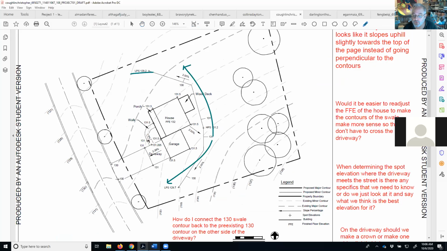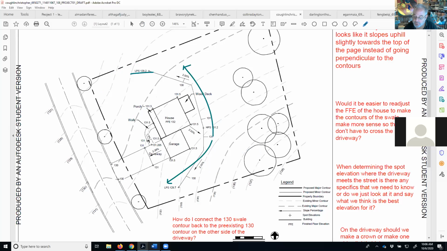Okay. Would it be easier to readjust the FFE of the house to make the contours of the swale make more sense so that they don't have to cross the driveway? Well, they're going to have to cross the driveway one way or the other. There's no way to avoid that. But I think you saw from the one that we just did that adjusting the FFE of the house is very helpful for making sure that you've got a certain amount of pane on this side and a certain amount of pane on that side. But it's not going to eliminate contours going across the driveway. You're going to have a lot of contours going across the driveway.